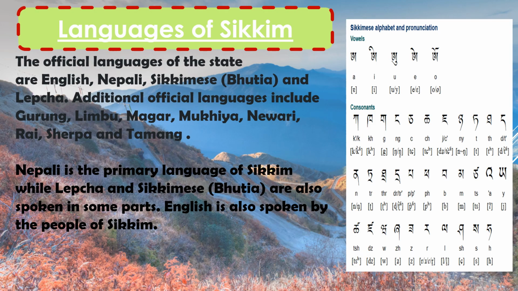The official languages of the state are English, Nepali, Sikkimese, and Lepcha. Additional official languages include Gurung, Limbu, Magar, Mukhiya, Newari, Rai, Sherpa, and Tamang. Nepali is the primary language of Sikkim, while Lepcha and Sikkimese are also spoken in some parts. English is also spoken by the people of Sikkim.